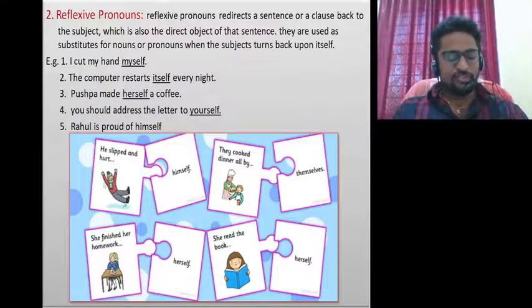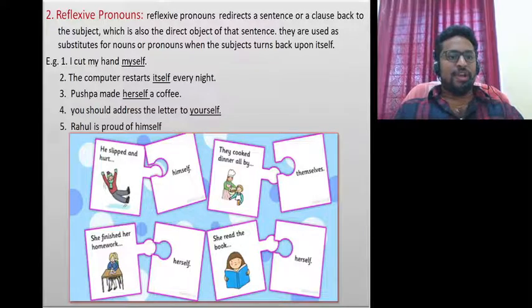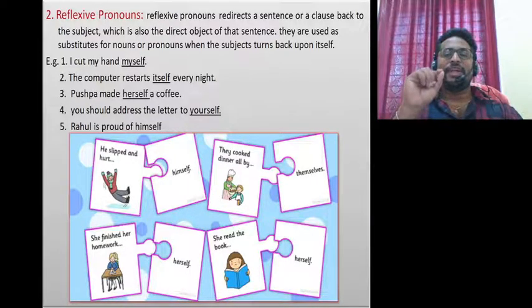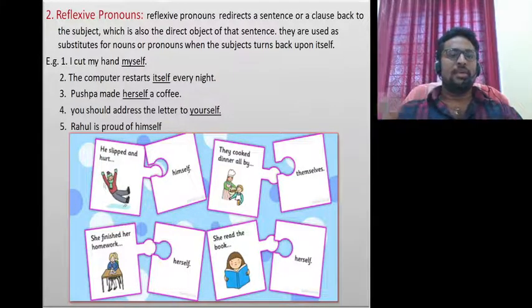Shall we go for the reflexive pronoun? Just now we have discussed it, right? Let us discuss in detail about the reflexive pronoun. Reflexive pronouns redirect a sentence or a clause back to the subject, which is also the direct object of the sentence. They are used as a substitute for nouns or pronouns when the subject turns back upon itself. All pronouns we use as substitutes for nouns.